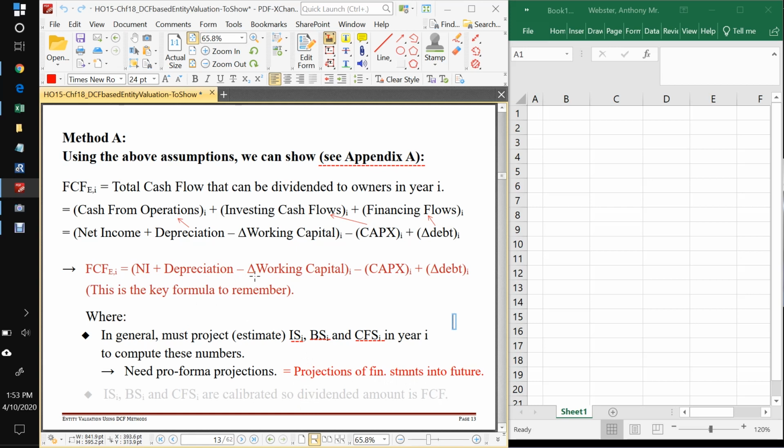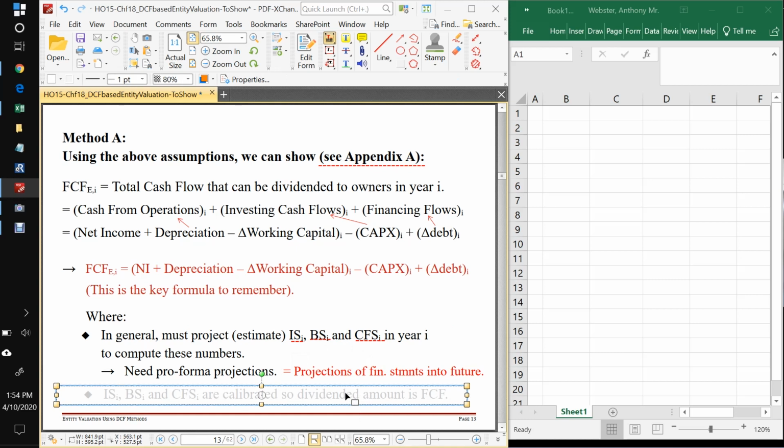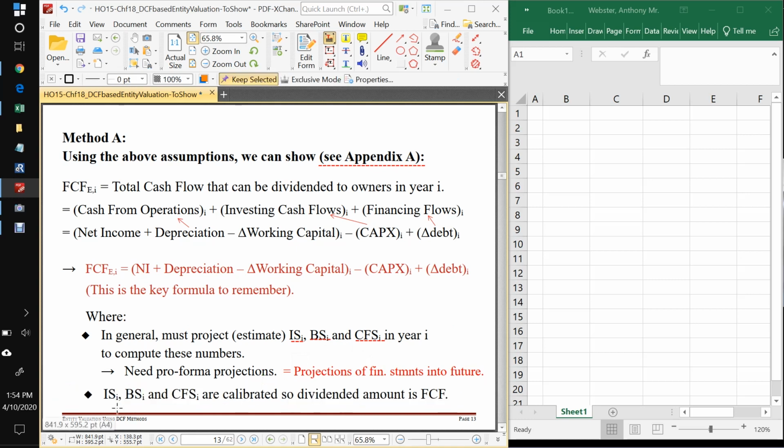So to get all this stuff that we need, the free cash flow we're going to get from a firm as a dividend for the owners, say I equal to 2 years from now, we're going to have to project and estimate what the income statement is going to look like 2 years from now, the balance sheet and the cash flow statement. And also, what's more, the financial statements that we project have to be calculated so the dividended amount is the maximum we can dividend without impairing the future of the firm, and that makes it a free cash flow.